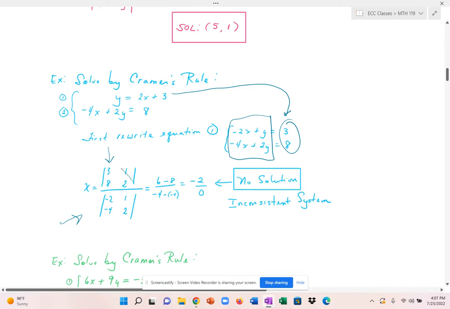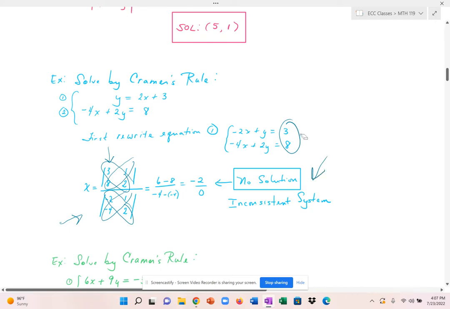When you do your evaluation, you get 6 minus 8 on top. You get negative 4 minus negative 4. So I end up with negative 2 over 0. When you get something like that, where your denominator is 0 and your numerator is a different number, that's going to be an inconsistent system, which means there is no solution.